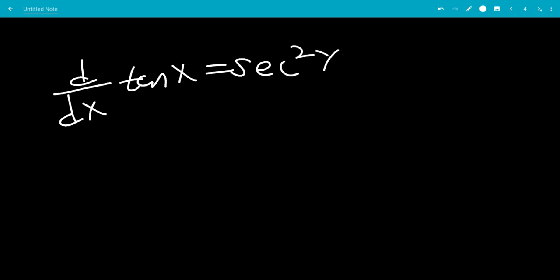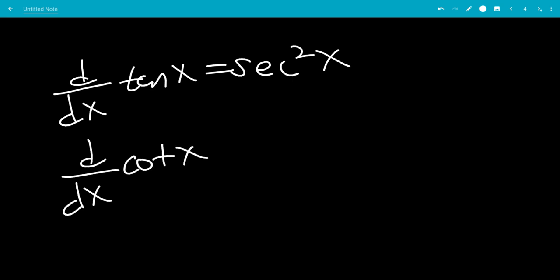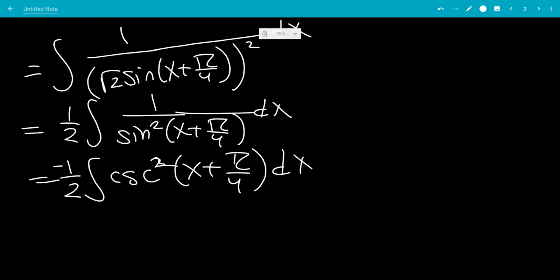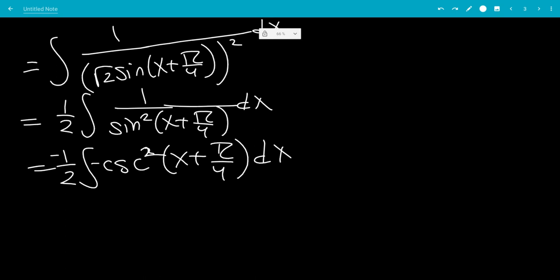Okay. We know the derivative of tangent x is secant squared x, so it's a trig expression squared. We also know that the derivative of cotangent x is equal to negative cosecant squared x. So it looks very similar to the derivative above. So we'll use that. We'll multiply by a negative, and then we'll multiply by a negative inside. And for the argument x plus pi over 4, the derivative is 1, so we don't have to divide by 1, because anything divided by 1 is itself. So this will just be negative 1/2.